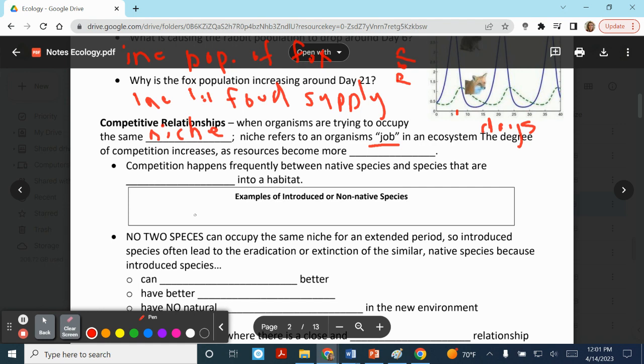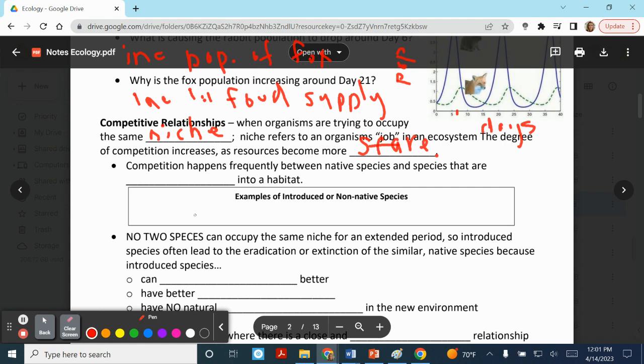Now, competition gets more severe as resources become more scarce. So if you think about it, if there's plenty of food, there's very little competition because there's enough to go around. But imagine if you haven't eaten for 3 days and I drop a pizza in the middle of your classroom. You can see there's going to be a lot of competition for those very limited slices of pizza. Okay, so we see a higher degree of competition whenever resources become more scarce or more limited.